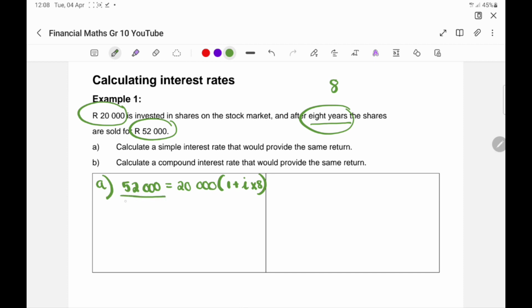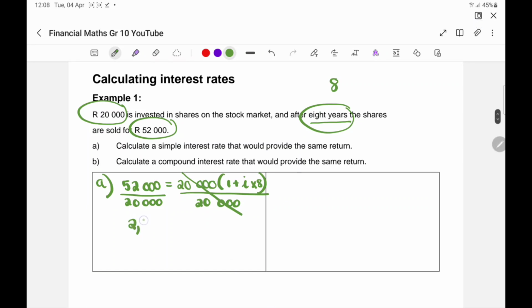Then you're going to divide away with 20,000 on each side to get rid of that and to open up your brackets. And if you do that, you get 2,6 is equal to 1 plus i times 8.